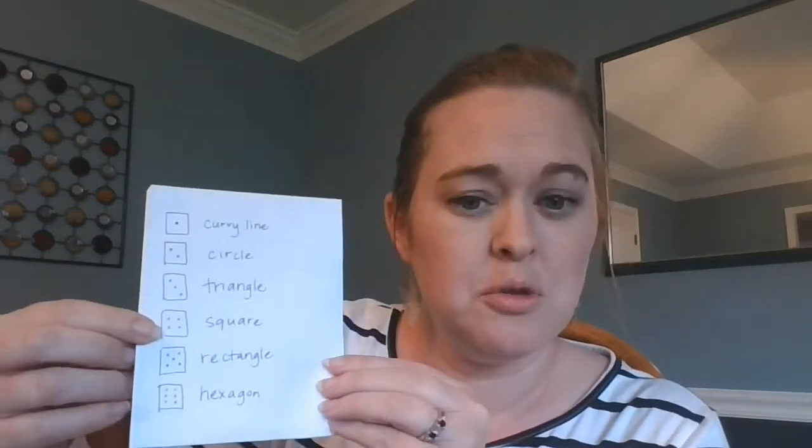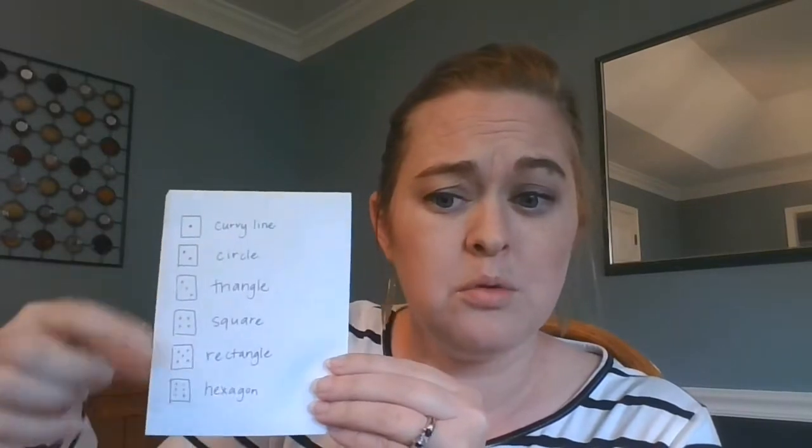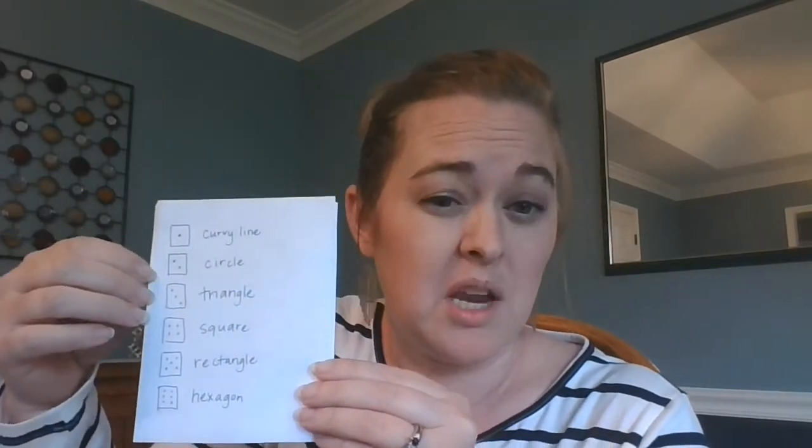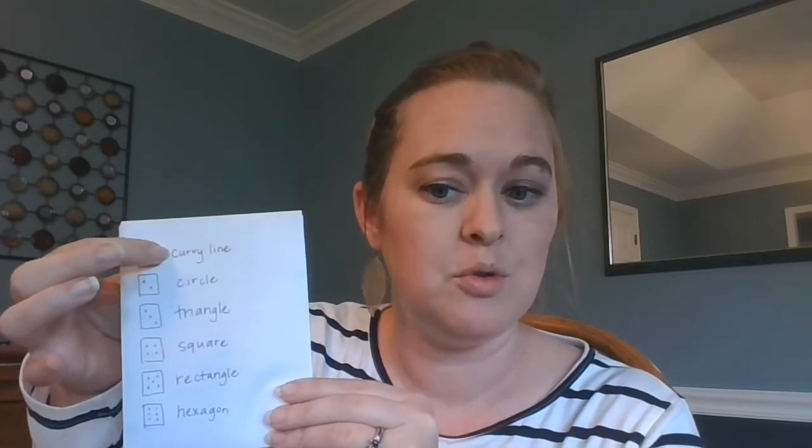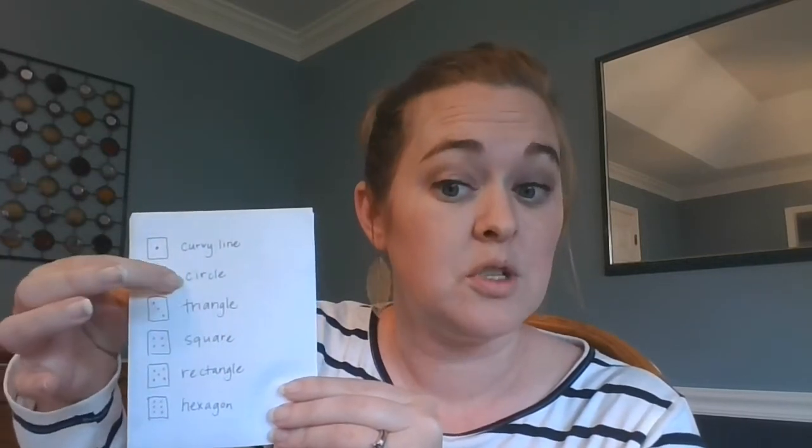This is the one that I used, and you're welcome to create your own, mix things up a bit, or be creative and come up with something on your own. But for each dice roll, I assigned a shape or a curvy line because I ran out of shapes. So essentially, if I roll a 1, then I'm going to use a curvy line. If I roll a 2, I'm going to use a circle, 3, a triangle, and on down the list.